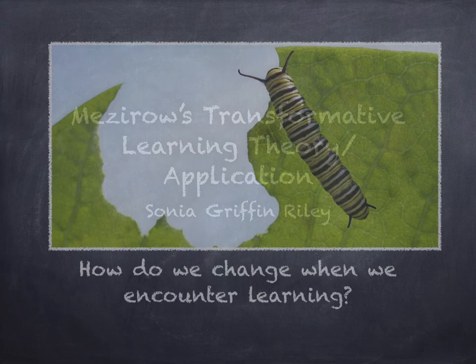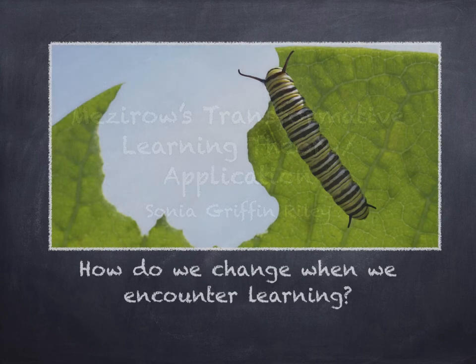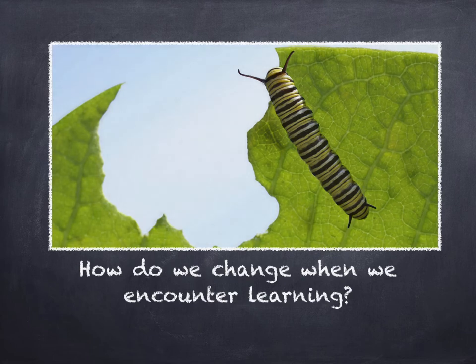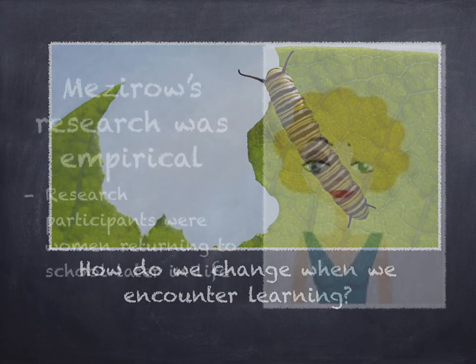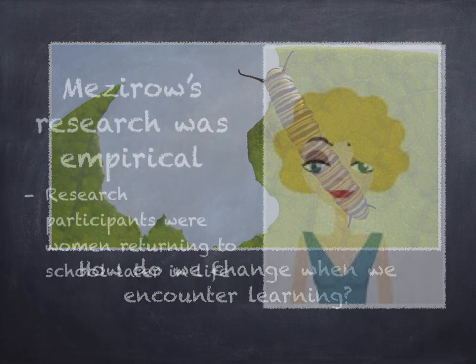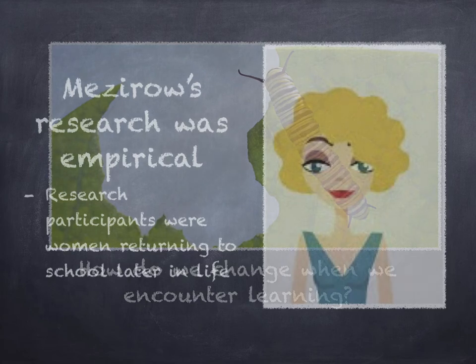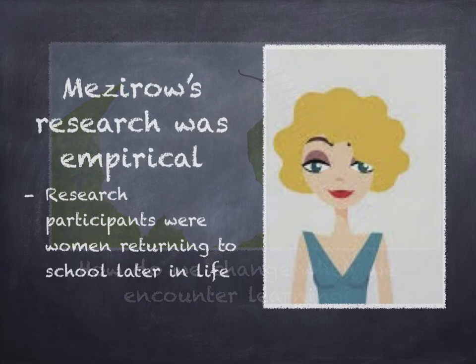If you remember Mezirow's theory from a couple of weeks ago, how we change when we encounter learning was the question that Mezirow was seeking to answer. When he sought to answer this question, he used actual empirical data that he had gathered from his classroom setting. He was a professor, and he used this data to learn about students who had returned to school after they had previously been out for a period of time.